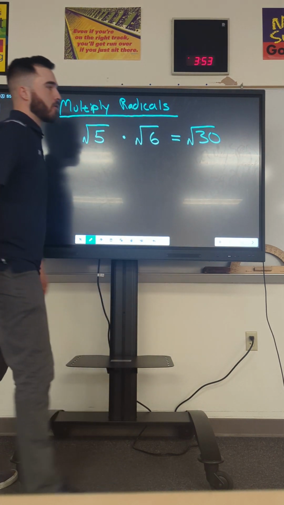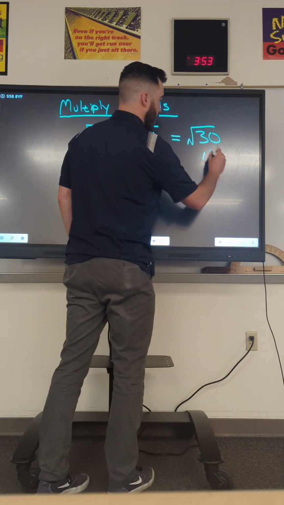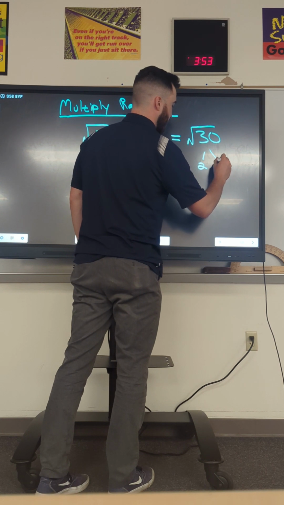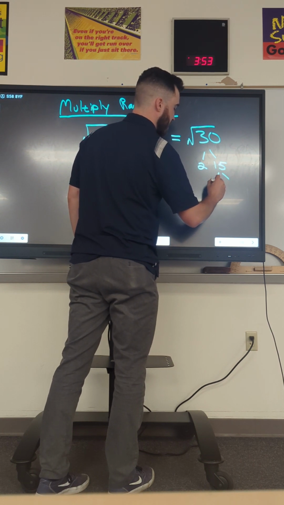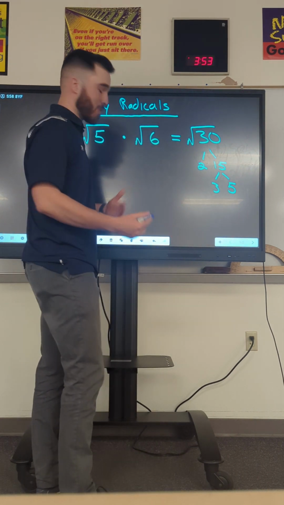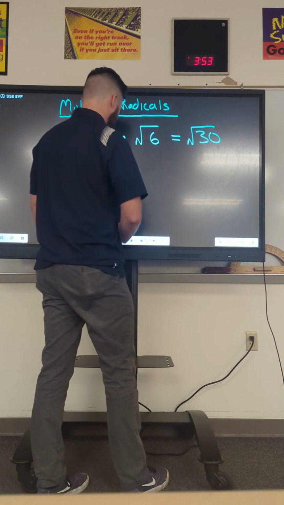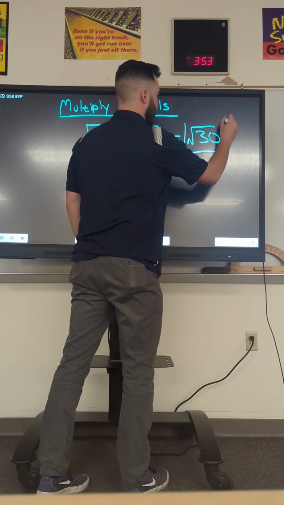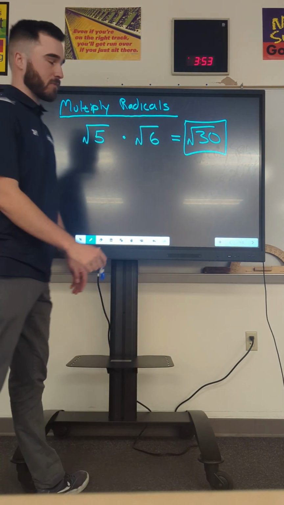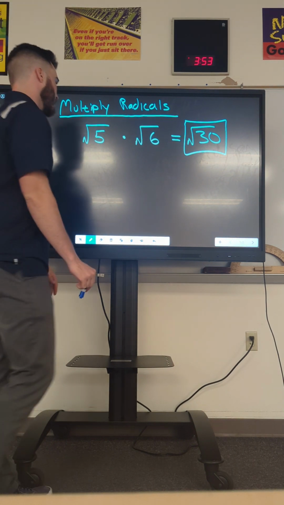Now, as always, if we can simplify this answer, we will. But as you see, 30 simplifies to 2 and 15, and 15 simplifies to 3 and 5. I don't have any pairs, so 30 cannot simplify. So your final answer would be the square root of 30. Okay? Easy peasy. Doesn't get any easier than that.